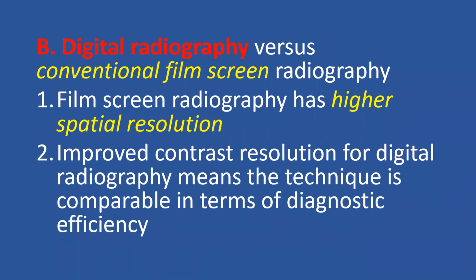Digital radiography versus conventional film screen radiography. Film screen radiography has a higher spatial resolution, meaning that we can identify certain objects more clearly. There is an improved contrast resolution for digital radiography. It means the technique is comparable in terms of diagnostic efficiency. So this is very important.